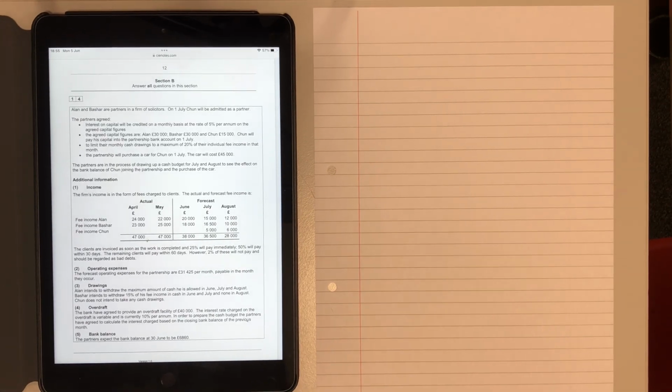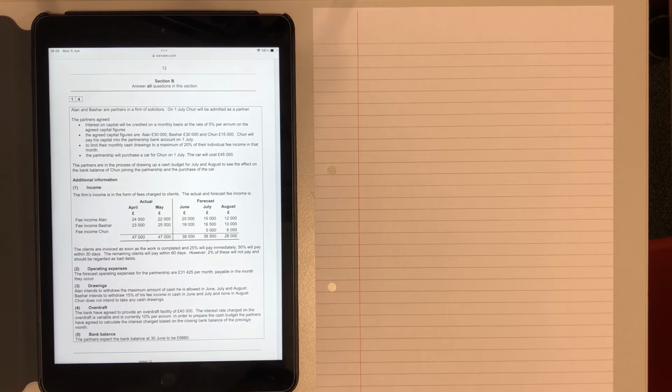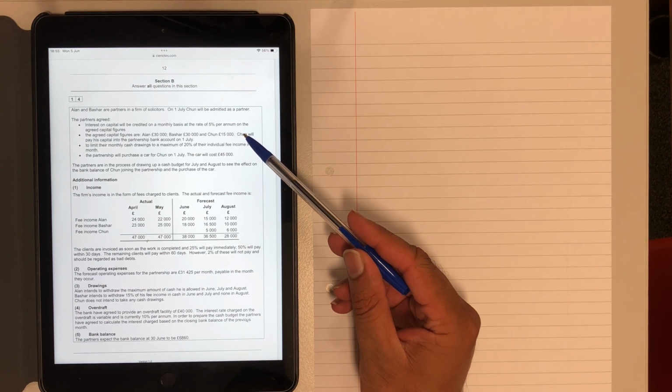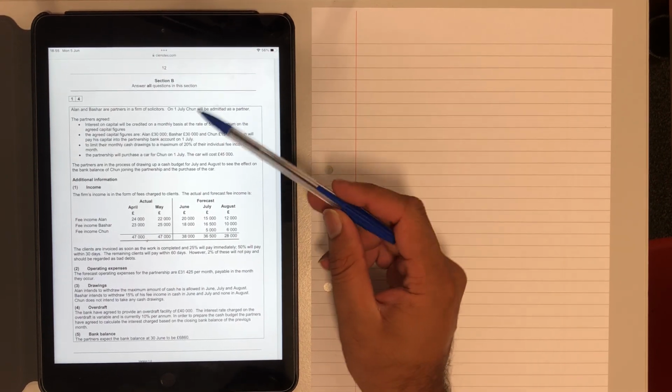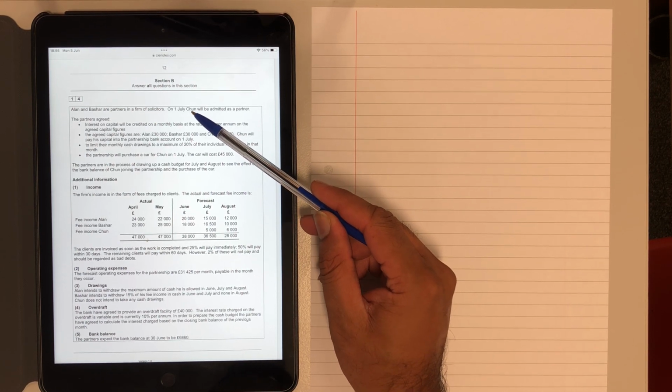In this video I'll be going through a section B question, which is a cash budget question actually, merged with partnership accounts, and this is actually from the Specimen paper, paper 2. So let's get started. So we have the sort of summary of the question in terms of two partners and a third one will be joining on the 1st of July.